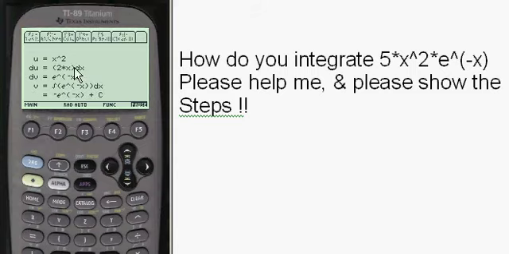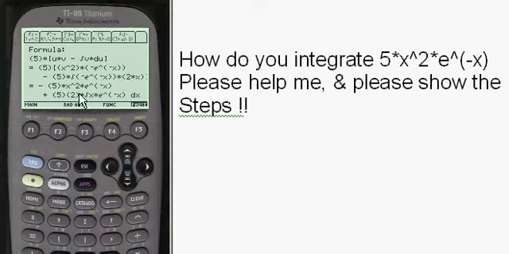So u is equal to x squared, du is equal to 2x dx, dv is equal to e to the minus x, and v is equal to the integral of e to the minus x dx, which equals minus e to the minus x plus c. Here's the formula. We have 5 out here times u v minus the integral of v du. So we add what we found before right here.